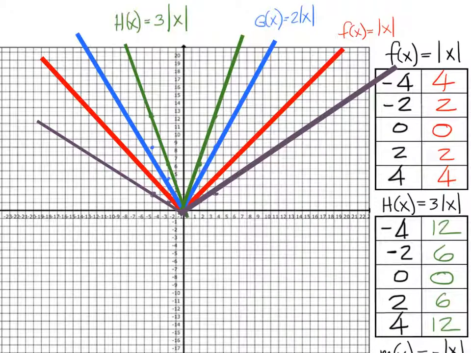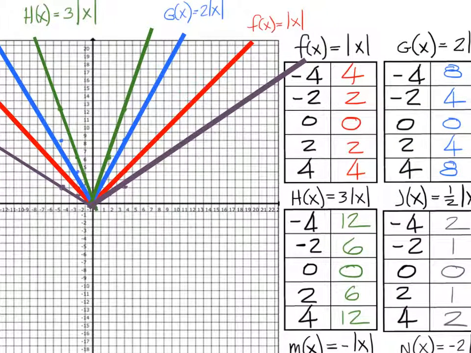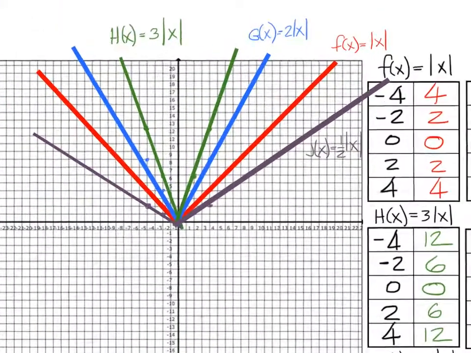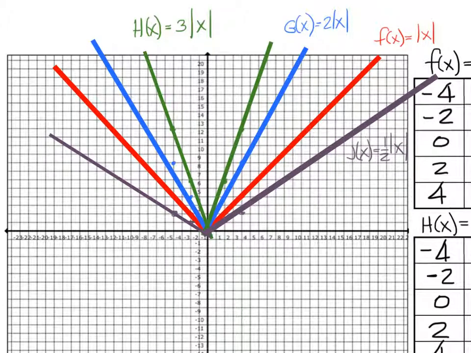But we have to label it. And that was j of x. So come over here, put j of x equals 1/2 times the absolute value of x. Now, what happened to that graph? Here's the original one, the absolute value of x. What happened when we multiplied by 1/2? It gets wider. Okay, so if we're multiplying by an integer greater than 1, it shrinks. If I multiply by something that's greater than 0 but less than 1, it opens up.